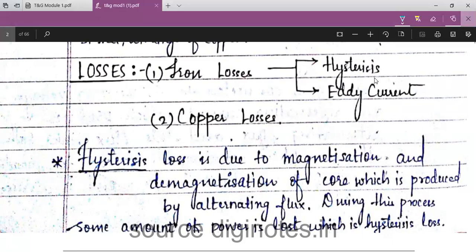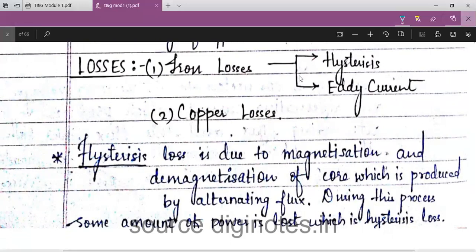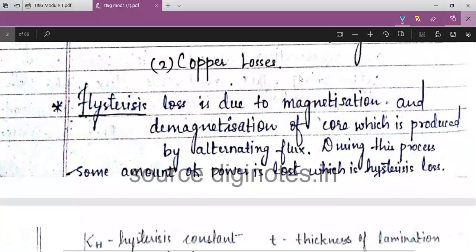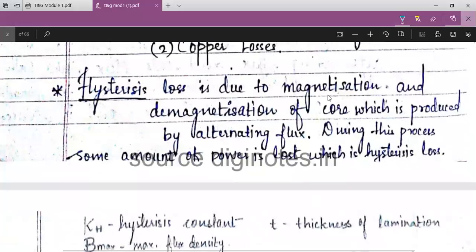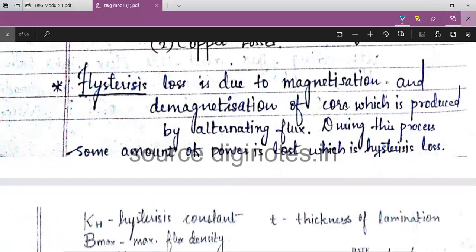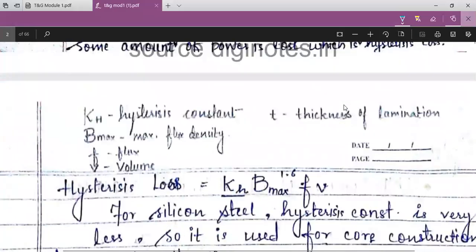Again, hysteresis loss and eddy current loss are the two types of iron losses. Hysteresis loss is due to magnetization and demagnetization. Whenever the supply is given to the core of the transformer, it starts magnetizing and producing the flux. Due to that linkage of the flux, heat is dissipated in the core, so we call this hysteresis loss.